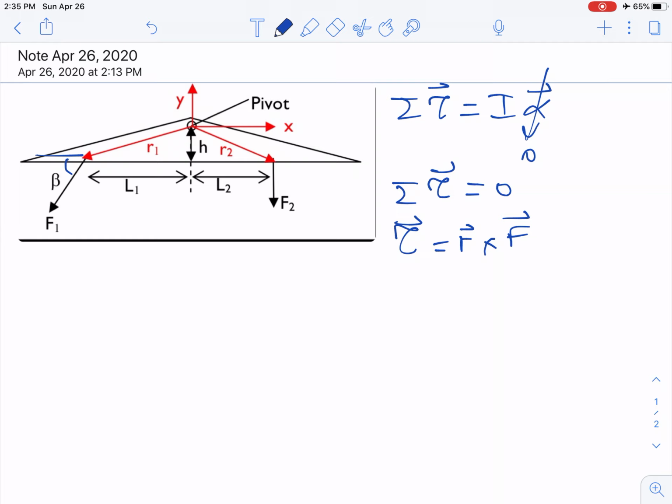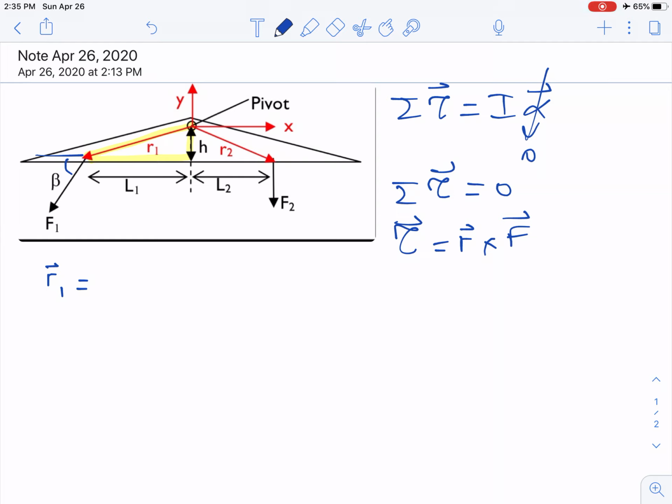Since we are going to apply the torque as a cross product, what I want to do first is write those vectors. What is R1? When I write R1, I'm going to focus on this triangle here. That's a right triangle, and H and L1 are the components of R1. Another thing I need to focus on is where my coordinate system is. We choose the pivot point to be the origin.